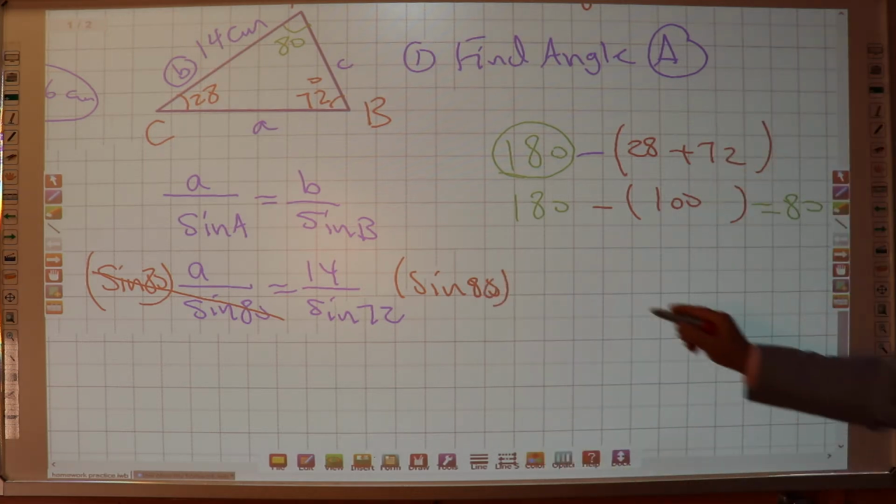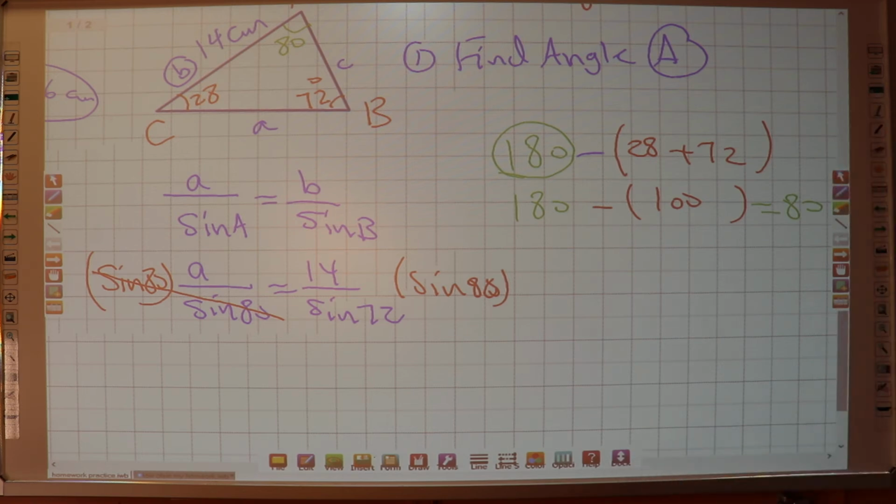Negative 54.82. It's impossible. What's the mode? Can you see the mode? You need it in degrees? Yes, mode in degrees. Now, yes, okay.